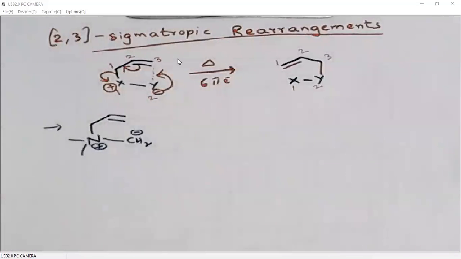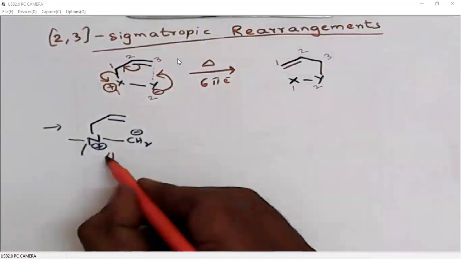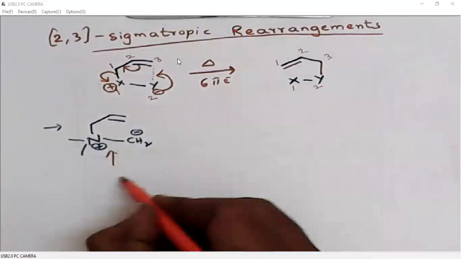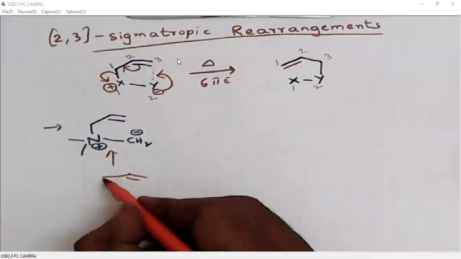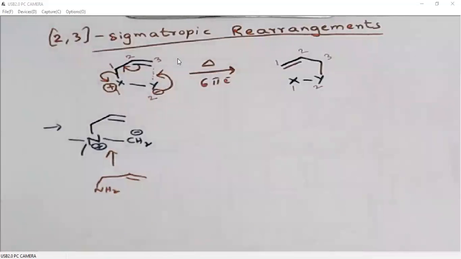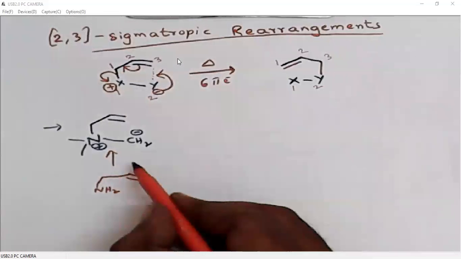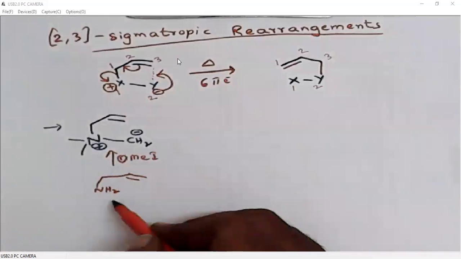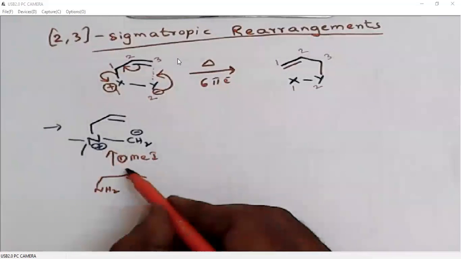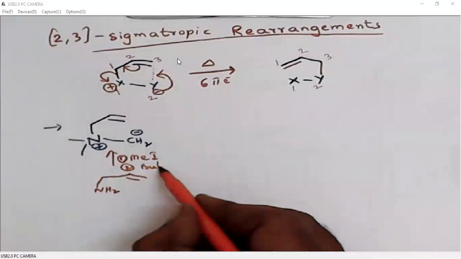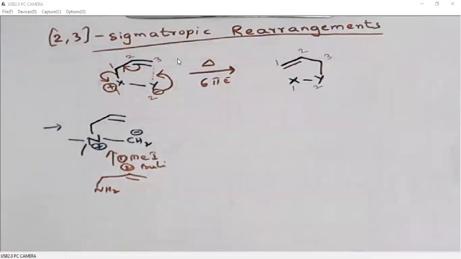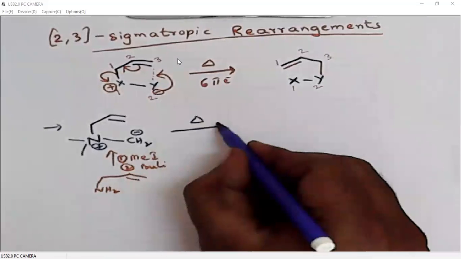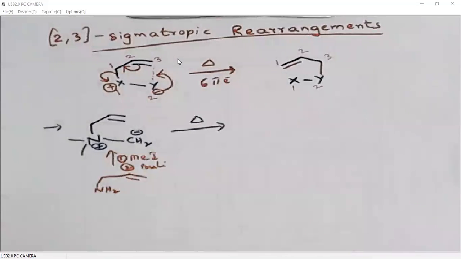So what we need is, if we have allyl amine, this is allyl amine, then we can treat this with methyl iodide 3 times. Trimethylation takes place. Then treat with some base, butyl lithium. So we can easily generate the halide. When this halide is treated under thermal conditions, it undergoes 2,3 sigmatropic rearrangement.